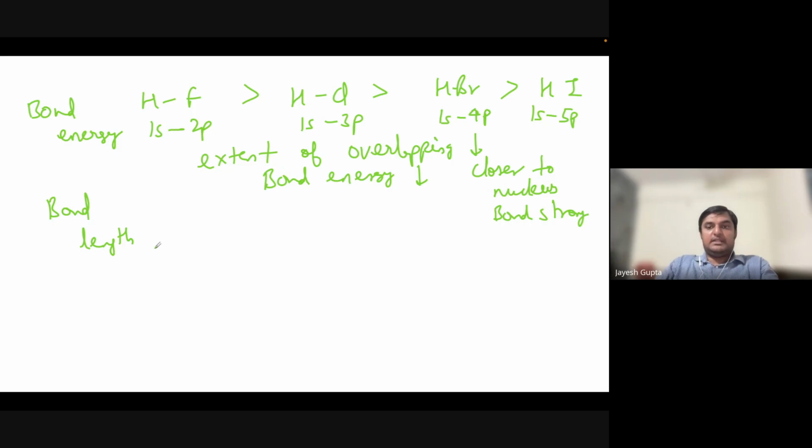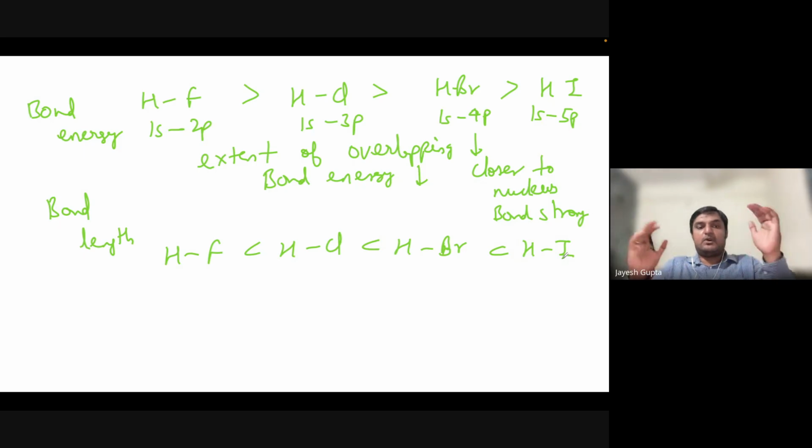Likewise, you can see bond length. If higher orbitals are involved, your bond length will be higher. So you will get HF, HCl, HBr, then HI. As you can see, the bonding orbital size increases, so your bond length is increasing.